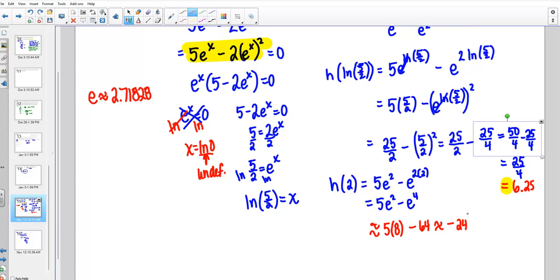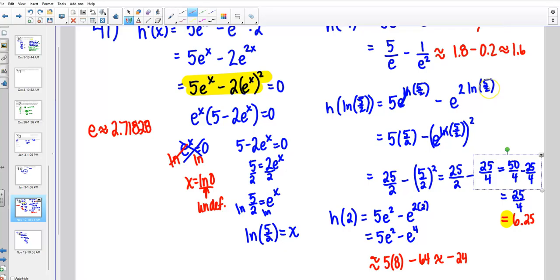5e squared minus e to the 4th is negative 17.65. Not that close, but I'm negative, right? And then, let's see, up here, 5 over e, some parentheses, 5 over e minus 1 over e squared. That's 1.7. That's pretty good, I feel like, for what we were doing here.